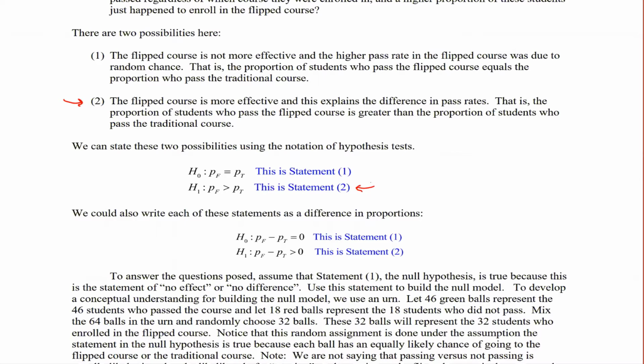So in plain old English, the null hypothesis is stating there is no difference in the overall pass rates between flipped and traditional. The second statement, the alternative statement, is saying the proportion of students who pass using the flipped model is going to be greater than the proportion passing in the traditional model. And we can also write these statements as a difference. Proportion of flipped minus proportion traditional is 0, is the null. And the alternative is that the proportion flipped minus the proportion in the traditional is greater than 0.